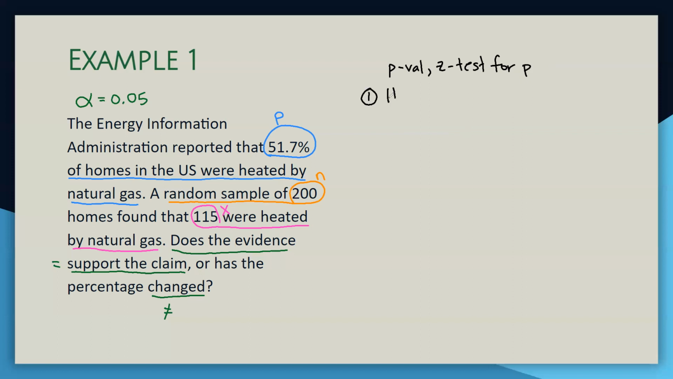So step one, we identify our hypotheses, null and alternative. This is the claim about proportions, so I should use P's here. And I know that the claimed value is 51.7 or 0.517. This problem was nice, and they were very explicit about the claim being the equality and our alternative being the difference, that not equal to. We also know that this symbol is going to tell us that we're running a two-tailed test.